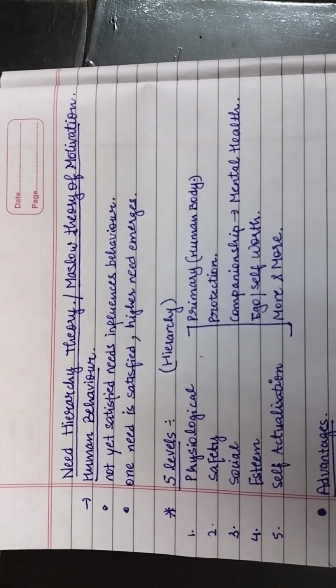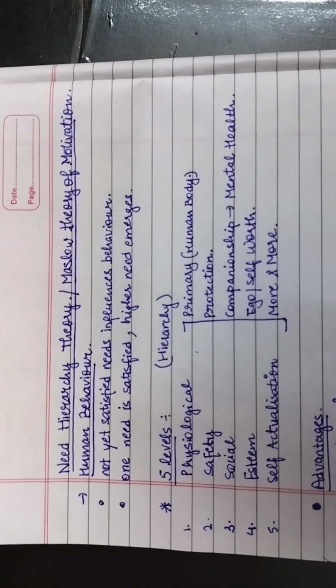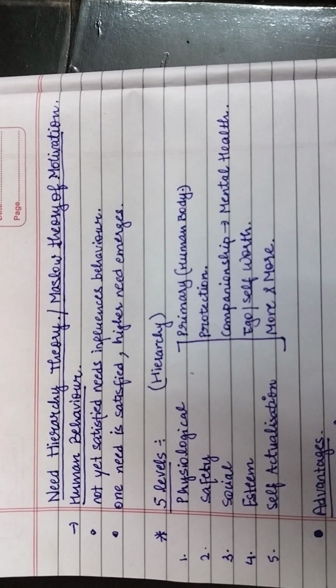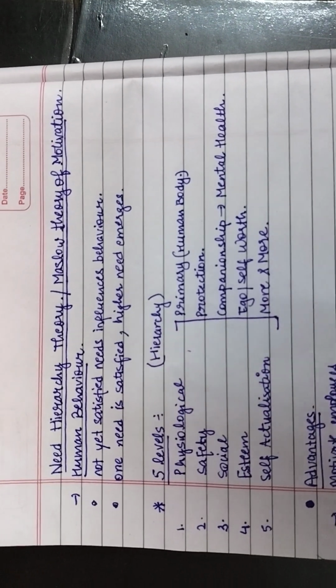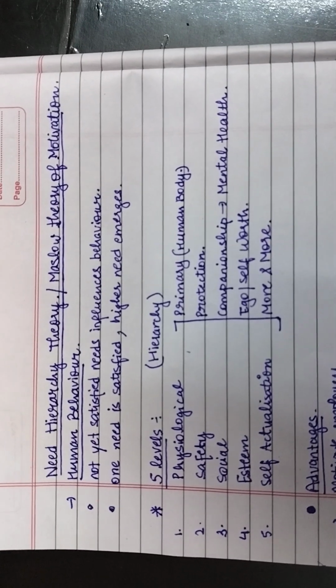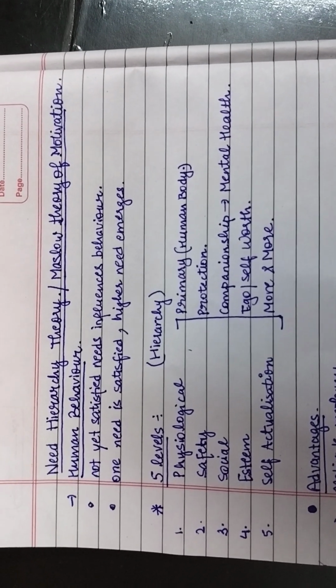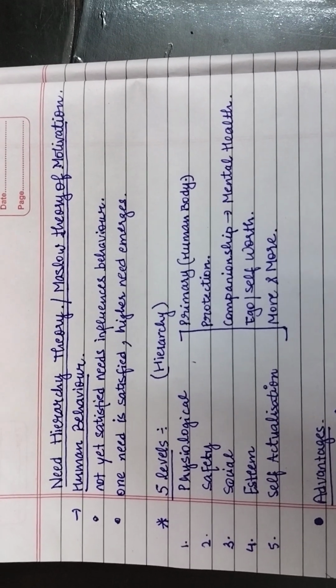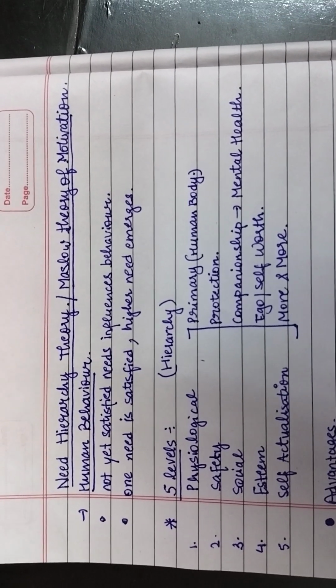And fifth is self actualization, which is basically more and more, or one can say the full capabilities or the entire potential of an individual, or let's say personal achievement. So these are the basic five levels of the need hierarchy theory.